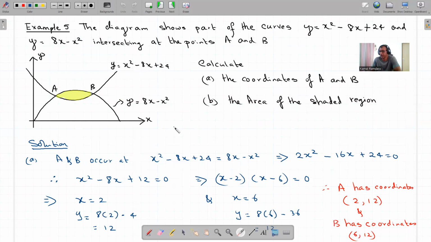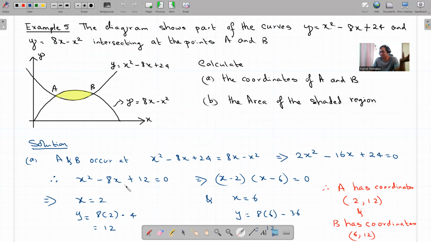OK. Bon, premièrement, nous calculons the coordinates of A and B. A and B occur when the two curves intersect. Ça veut dire quand les deux expressions sont égales. X squared minus 8x plus 24 is equal to 8x minus x squared. Je prends x squared de l'autre côté, je mets 2x squared; je prends 8x, je mets minus 16x; il reste 24, est égal à 0. Je divise par 2, je gagne x squared minus 8x plus 12.